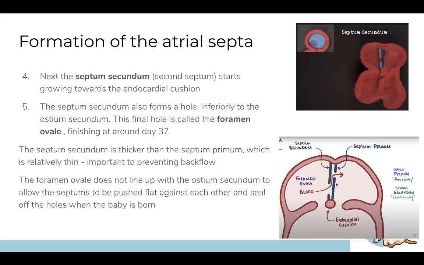But since this wall is quite flimsy, as soon as blood tries to flow back this way, this flimsy part will get flattened back against the septum secundum. It'll immediately stick there, and so no blood can get through. The reason why these holes don't line up is so that when they seal against each other, they're not just sealing against another hole where blood can still get through, because that completely defeats the purpose. Since it's solid there, it allows them to be flat against each other and seal off the holes.